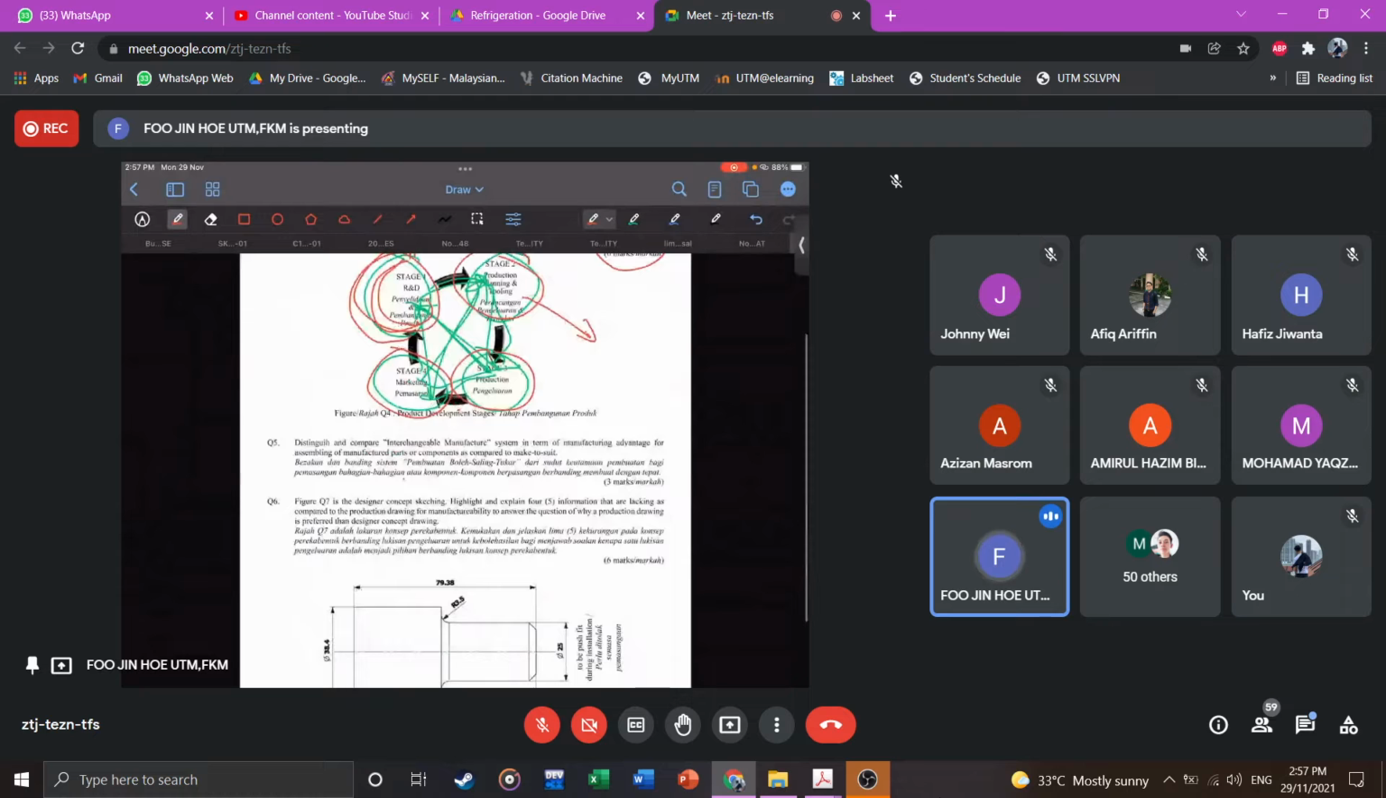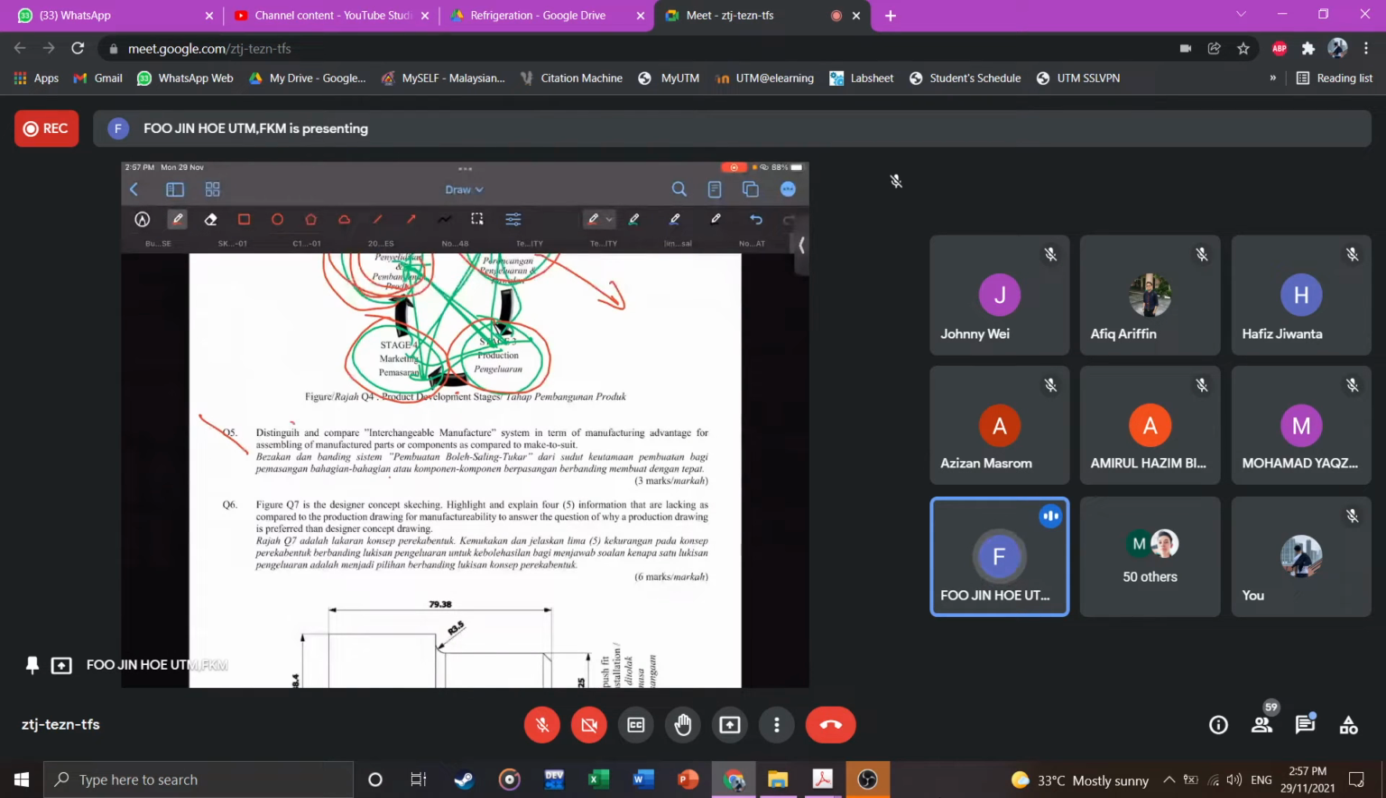Okay. Here we see, distinguish, typo error here, and compare interchangeable manufacturing systems in terms of manufacturing advantages for assembling manufacturing parts or components as compared to make to suit. So this question basically wants you to compare what is the good thing about interchangeable compared to make to suit. What I suggest is you make a table. One is interchangeable, another one is make to suit. In terms of what is better, you describe a bit of the characteristics of interchangeable manufacturing versus make to suit, and then at the bottom you describe, I think that in interchangeable manufacturing, and so on.